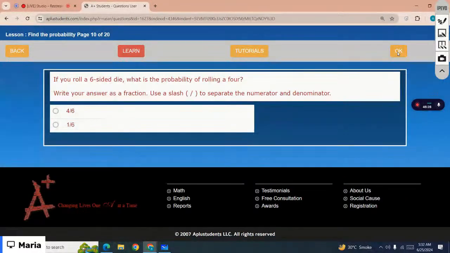If you roll a six-sided die, what is the probability of rolling a 4? Which is the correct option? The correct option is 1 over 6. Option number 2 is the correct option.